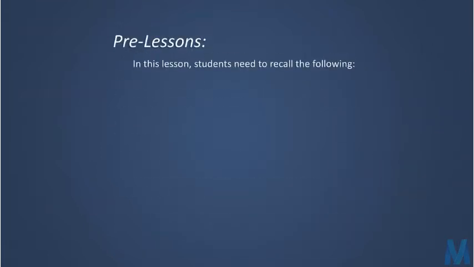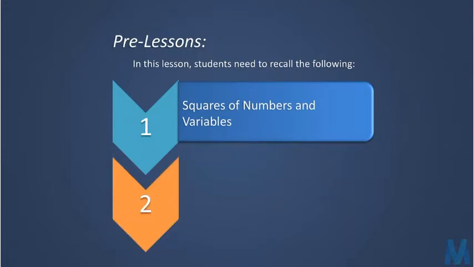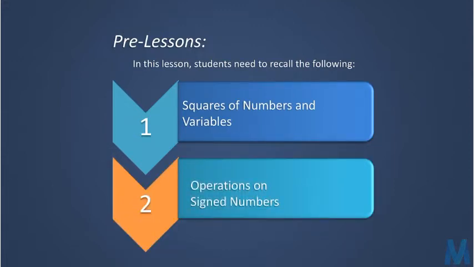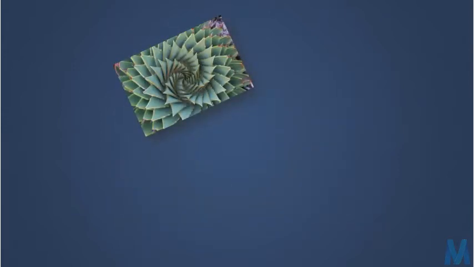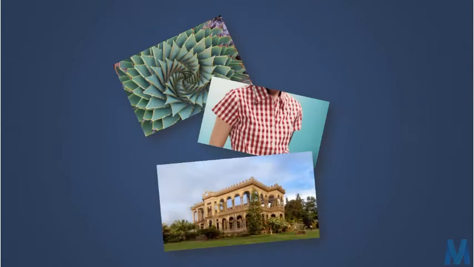So before we start our lesson, we need to recall the following. First, we have the squares of numbers and variables and the four basic operations on signed numbers. Okay, so patterns, guys, we can see them in our surroundings, in plants, in our clothing, and in infrastructures. We see many patterns.